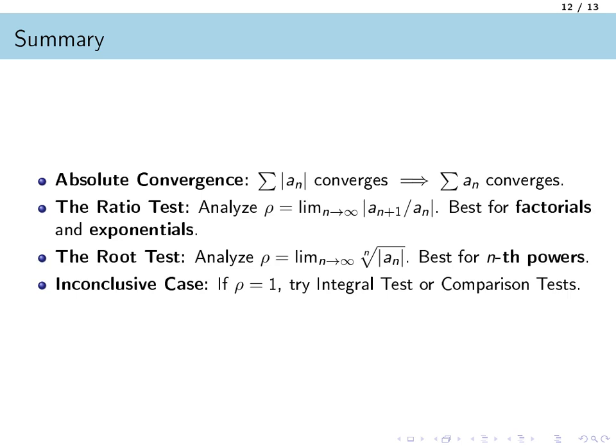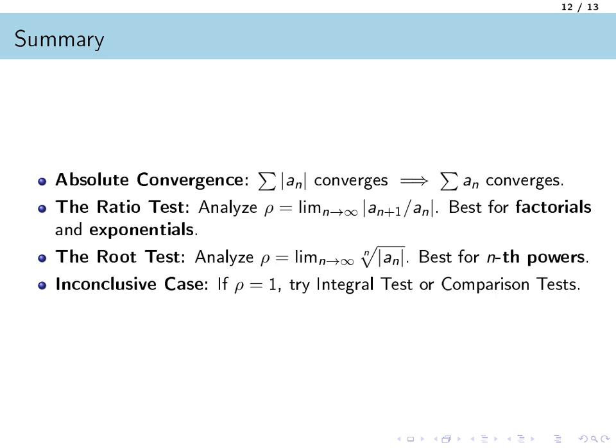Let us summarize the 2 powerful tools we have just learned for determining absolute convergence: the ratio test and the root test. Both tests rely on calculating a limit, which we call rho, and comparing its value to 1. First, the ratio test. Here, we find rho by taking the limit of the absolute value of the ratio of a term to its preceding term. If rho is less than 1, the series converges absolutely. If rho is greater than 1, the series diverges. If rho is exactly 1, the test is inconclusive, and we must try another method.